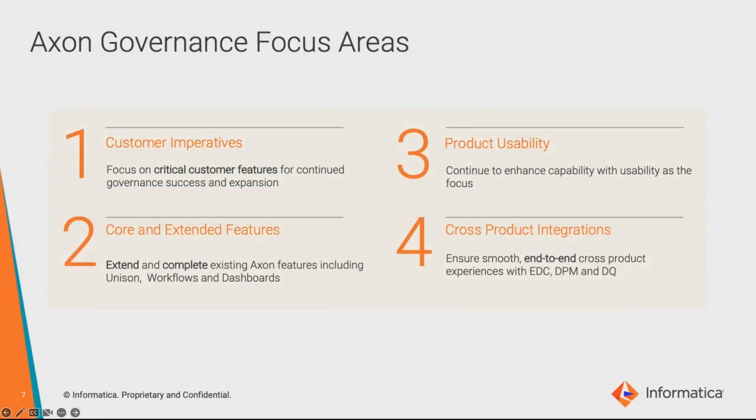Each of our Axon releases is focused on 4 areas. To start with, the customer critical features, which help them in their governance, success, or adoption, and also help in the expansion of their data governance journeys. We also focus on our core features. It could be the change requests, the workflows, the Unison, and the maps. So these are the core features. We extend them to provide more information or more ease of use for end users.